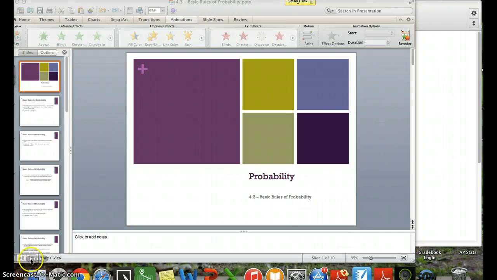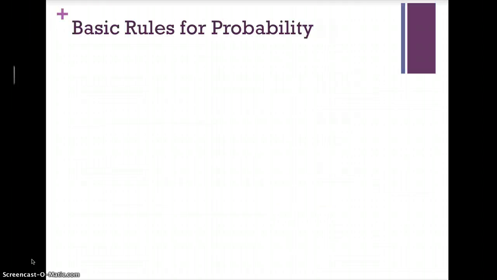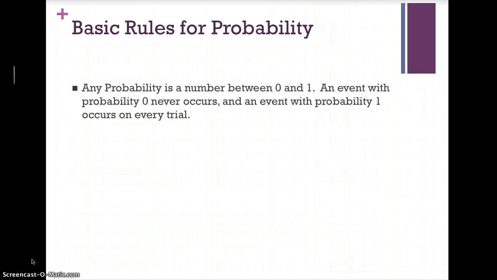Okay guys, so here's a quick video just recapping some basic rules of probability that we have either already spoken about or you are probably already aware of. So first basic rule is that any probability is a number between 0 and 1. So the event's never going to occur if the probability is 0, whereas an event will always occur if the probability is 1. You would notate that as follows.